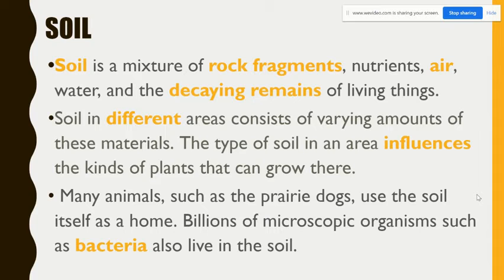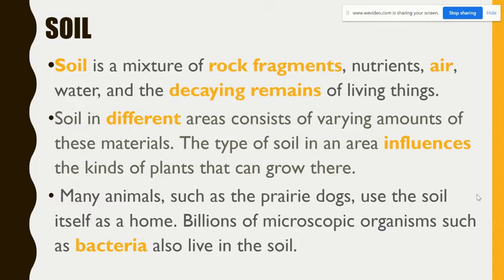So the other abiotic factor that's important is soil. And soil is considered a mixture of rock fragments, nutrients, air, water, and even the decaying remains of living things. So there are different types of soil, and even in different areas, the different materials in soil affect what types of organisms can interact there.